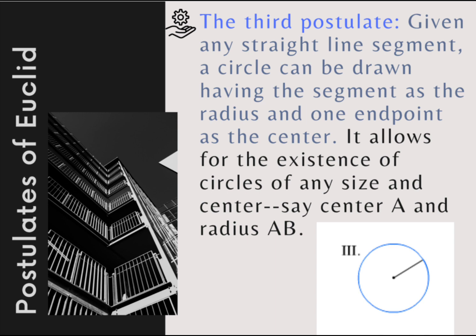So it allows for the existence of circles of any size and center, say center A and radius AB. For example, in this picture here, this point at the center is called the center A, and this particular line segment here is radius AB, or segment AB.